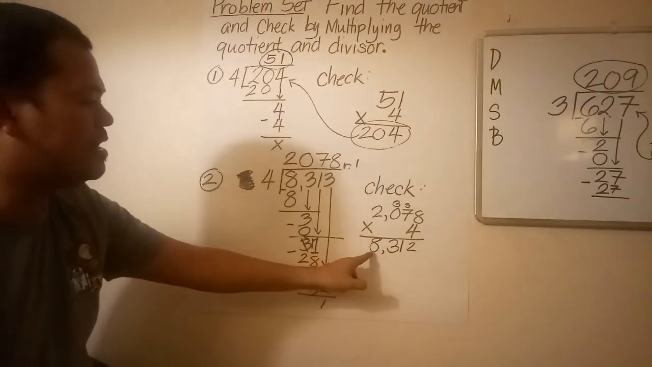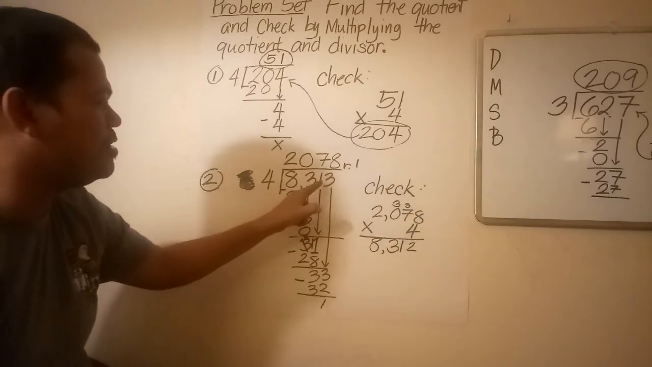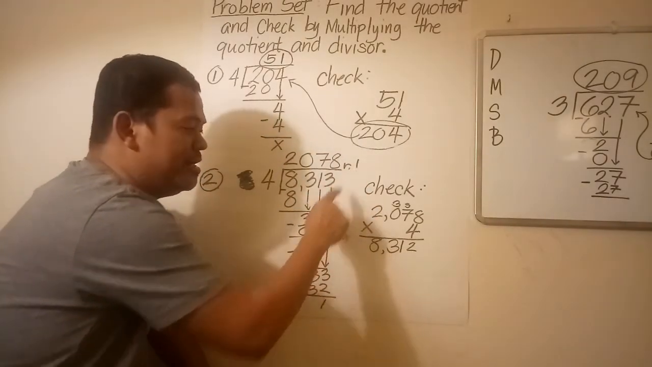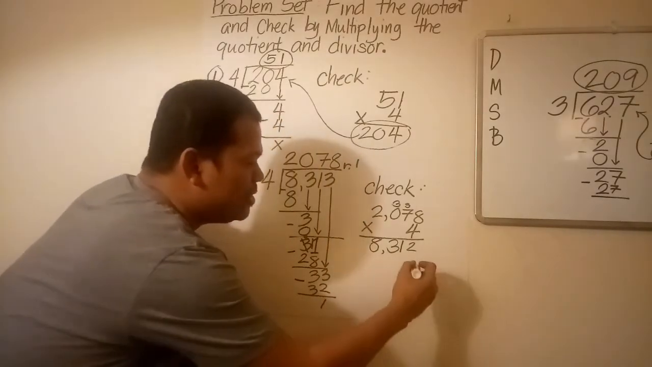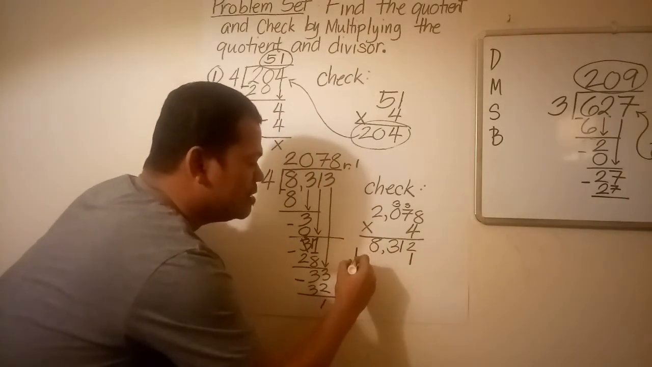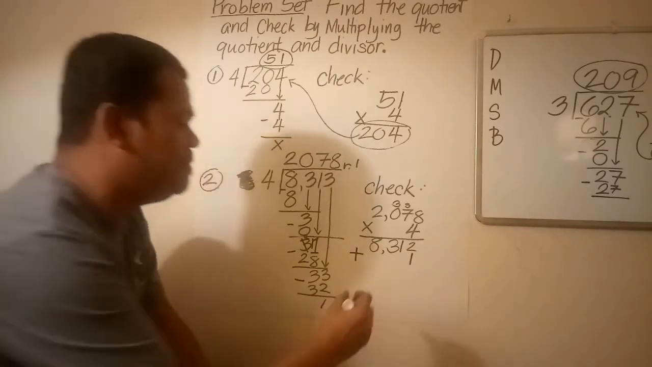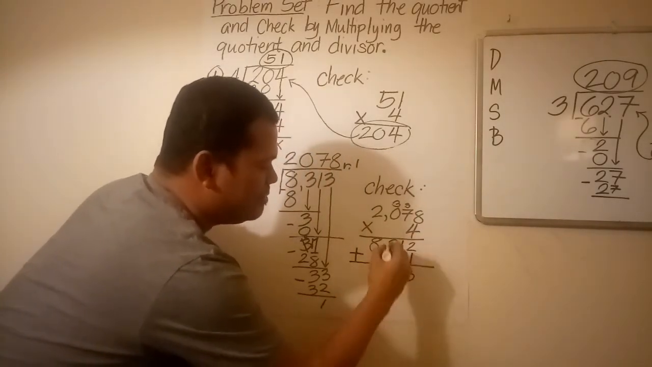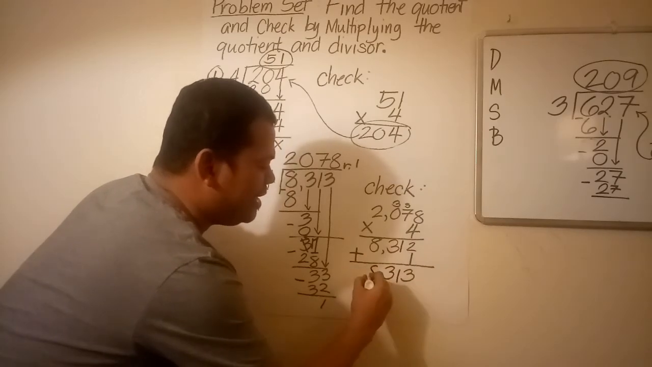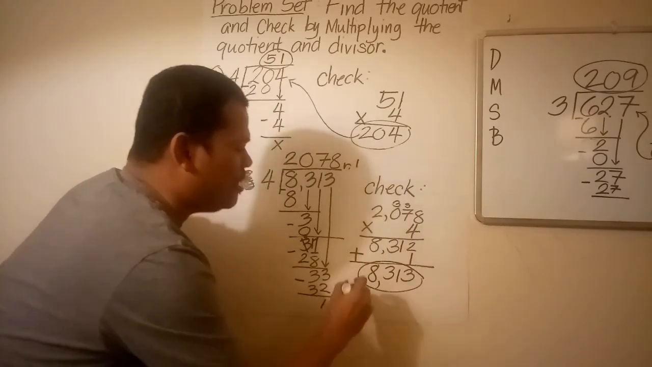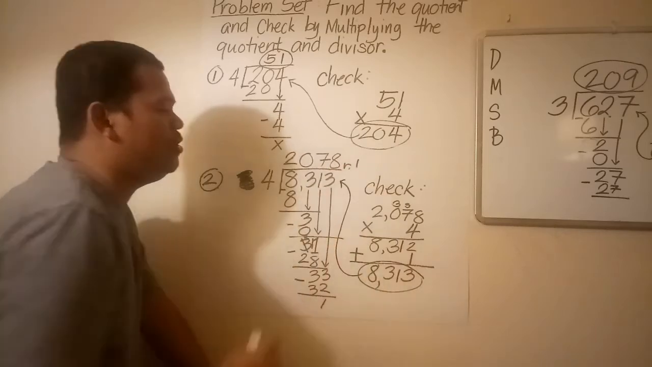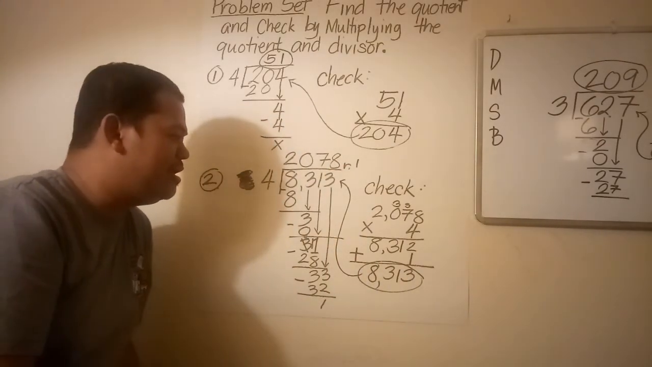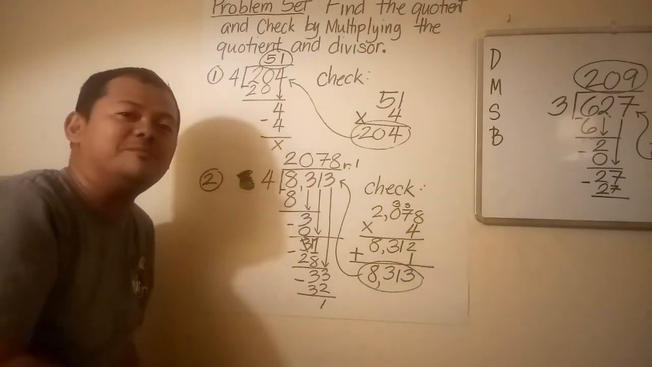Is it now the same? 8,312, 8,313? No, not yet, because we did not add your remainder. So where are we going to add it? We are going to add to your product. So 8,312 plus 1. 2 plus 1 is equal to 3. Bring down 1, bring down 3, bring down 8. The answer is 8,313 in your dividend. Okay? So take time to copy this one. And who got the correct answer?